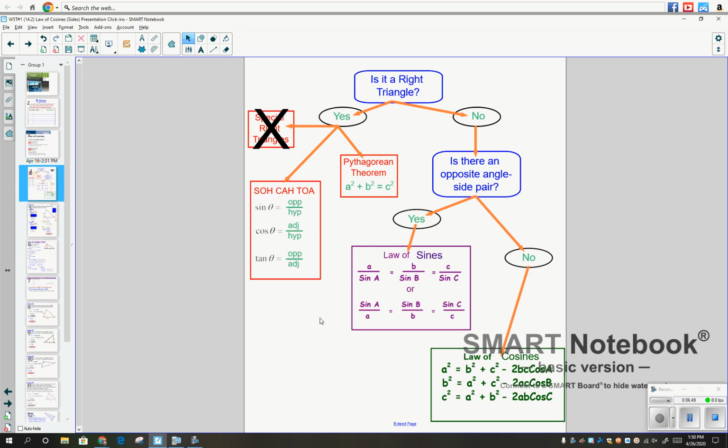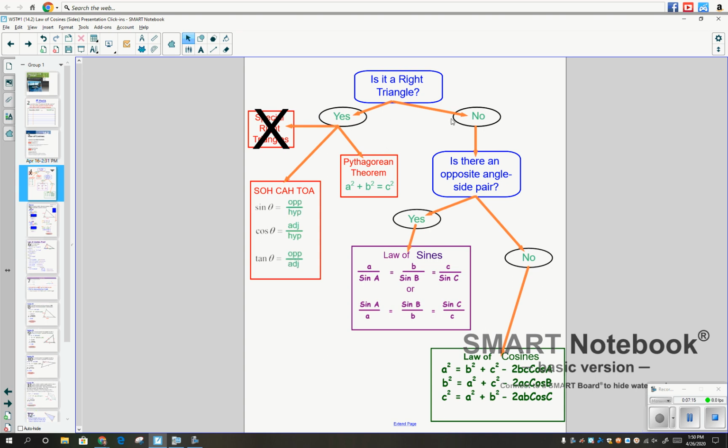If the answer is yes to that, you have two options that we have explored. We've explored using SOHCAHTOA, which we did the first couple weeks, and the Pythagorean theorem. Notice the Pythagorean theorem, you have to know two sides. You use that to find the third. SOHCAHTOA, you either know two sides and you're finding an angle, or you know one side and an angle and you're trying to find a second side.